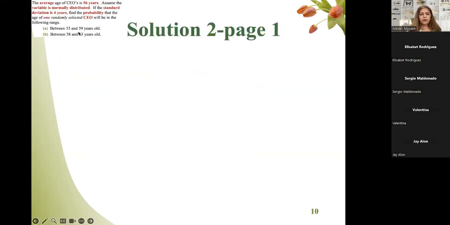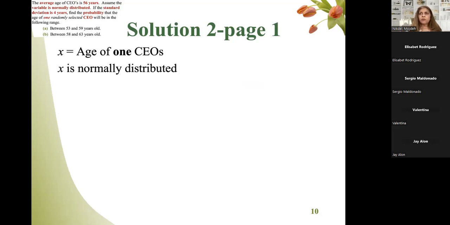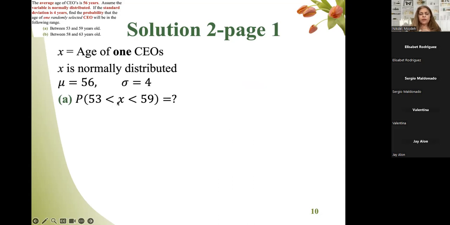So that's the statement of the problem, upper left-hand corner. X would be the age of one CEO. Again, one CEO. What is mu? X is normally distributed. It means you have a bell curve. These are giving you hints what to do. Mu is 56, sigma is 4. You want to find the probability that the age of one CEO is between 53 and 59.